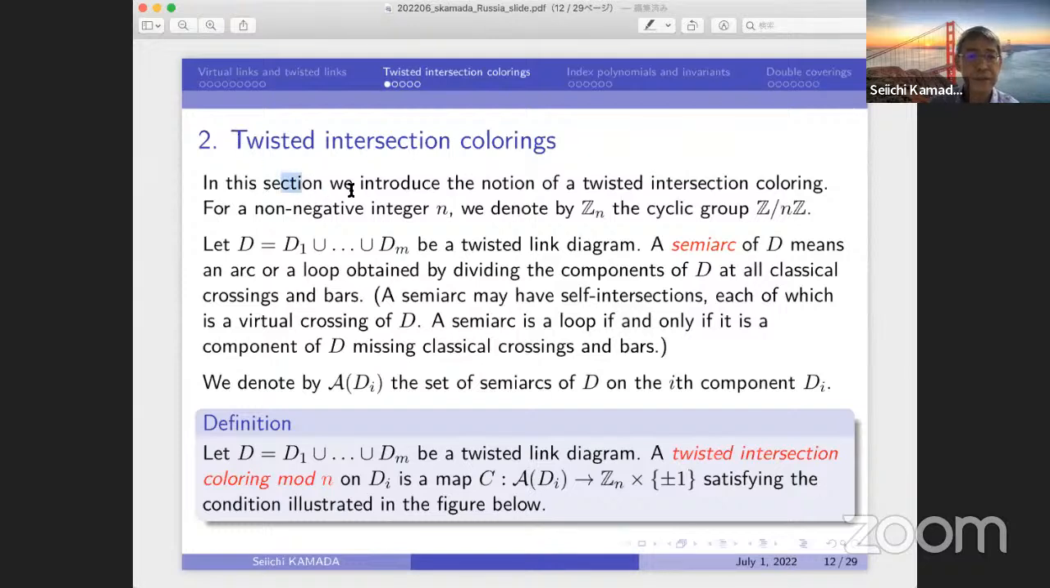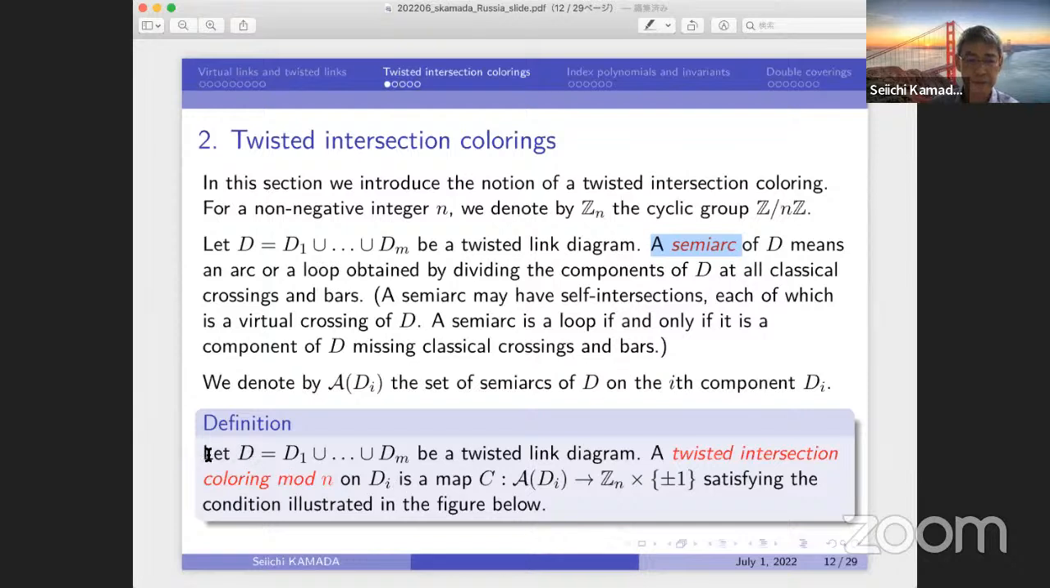In this section, we introduce the notion of a twisted intersection coloring. For a non-negative integer n, we denote by Gn the cyclic group Z over nZ. Let D be a twisted link diagram. A semi-arc of D means an arc or loop obtained by dividing the components of D at all classical crossings and bars. And we denote by A(Di) the set of semi-arcs of D on the ith component, Di.